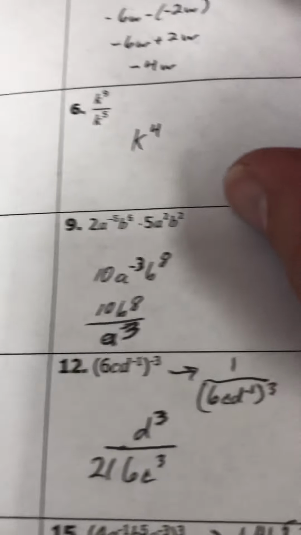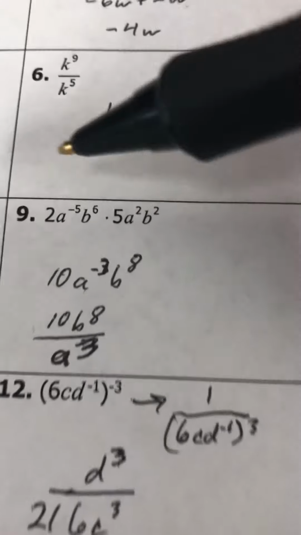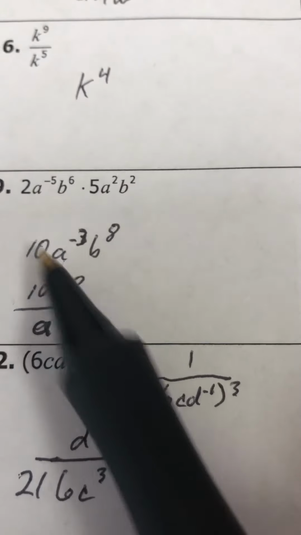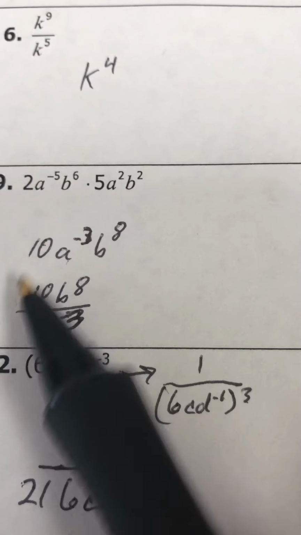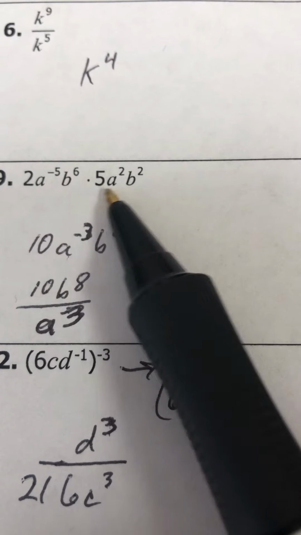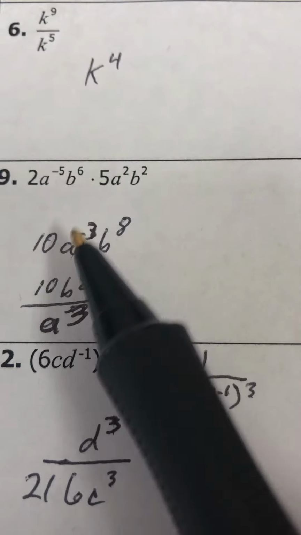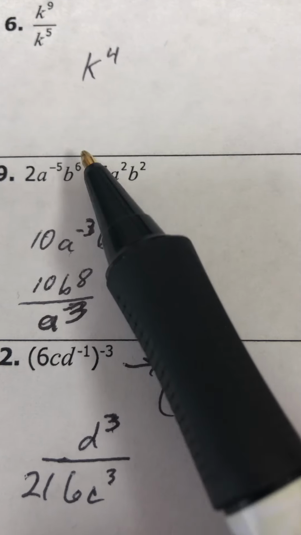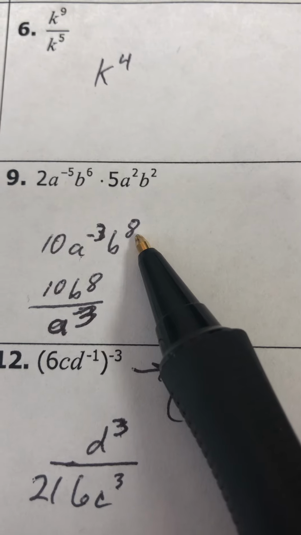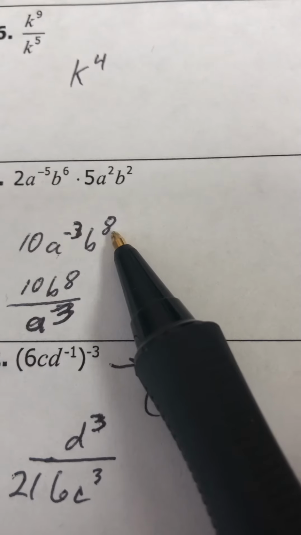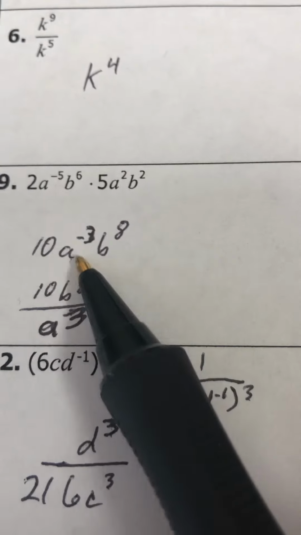Try 8 on your own. Number 9. This is where we get into negative exponents, and we move it down below the line. 2 times 5 is 10. I have a negative 5 and a 2. That gives me negative 3. And I have 6 plus 2 gives me 8. Remember, we add the exponents when we're multiplying. Now, I can't leave it like this.